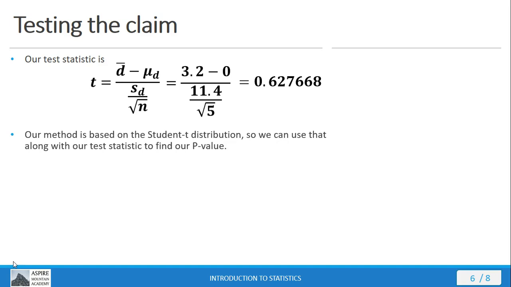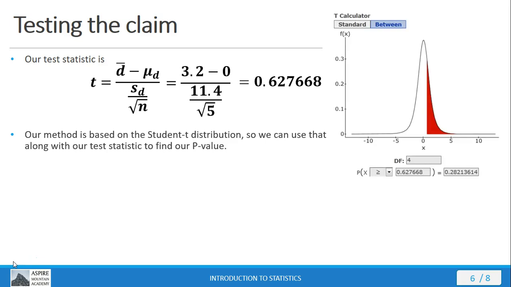Our method's based on the student t-distribution, so we just go ahead and use that to find our p-value. And there in our t-calculator, we've got a one-tailed test on the right. 5 is our sample size, so we've got 4 degrees of freedom. And notice we put the test statistic in here, and then this area here is the area in the tail. That is the p-value. So we've got a p-value of 0.28.